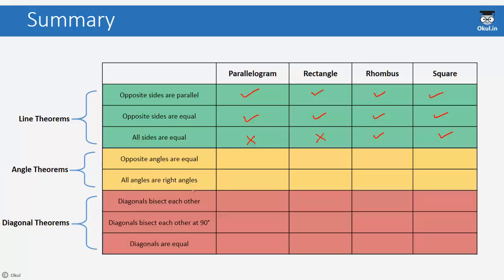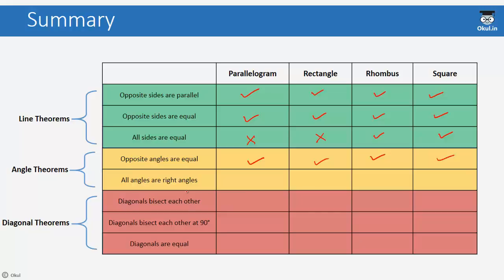Let's move on to angle theorems. First one is opposite angles are equal. Since it is true for a parallelogram, it must be true for a rectangle, rhombus and square.